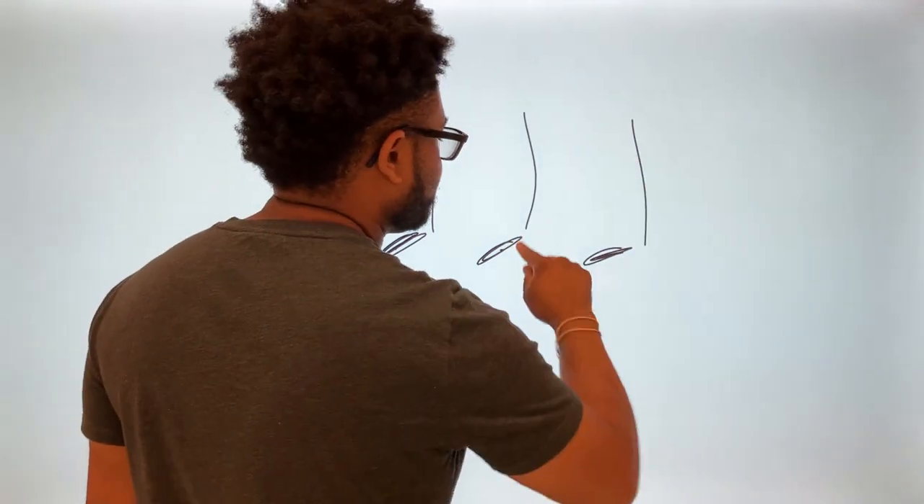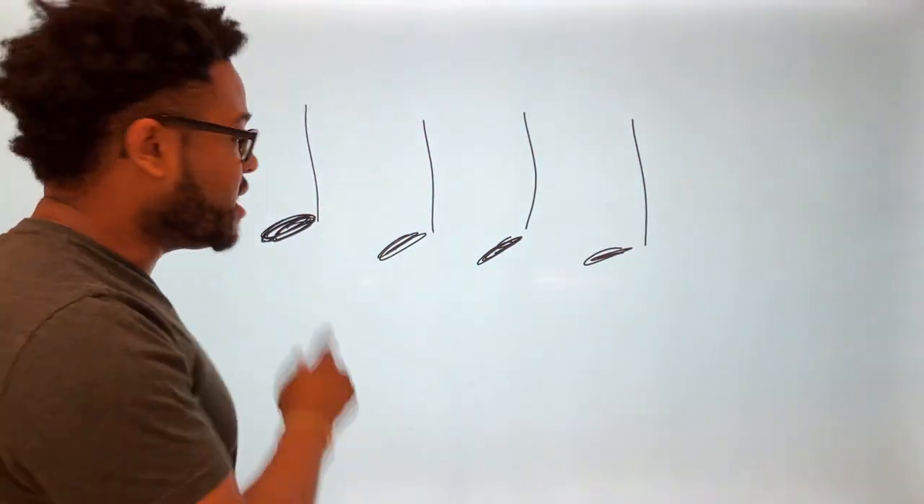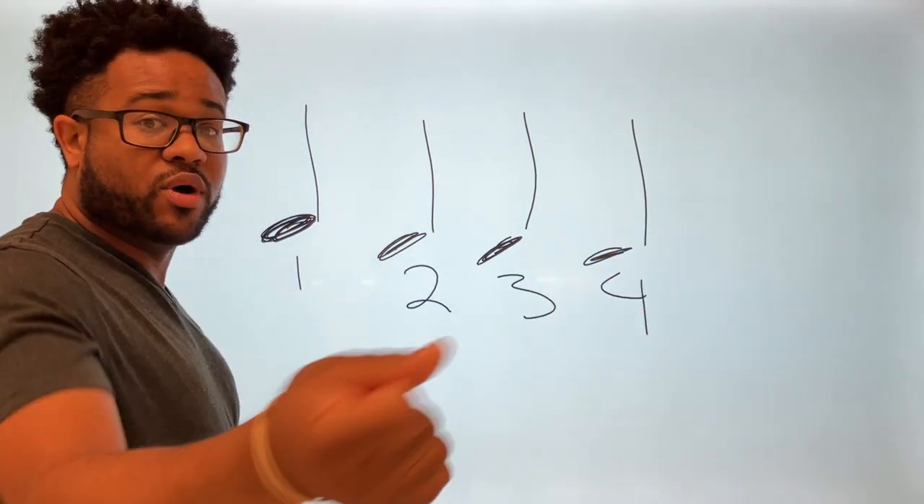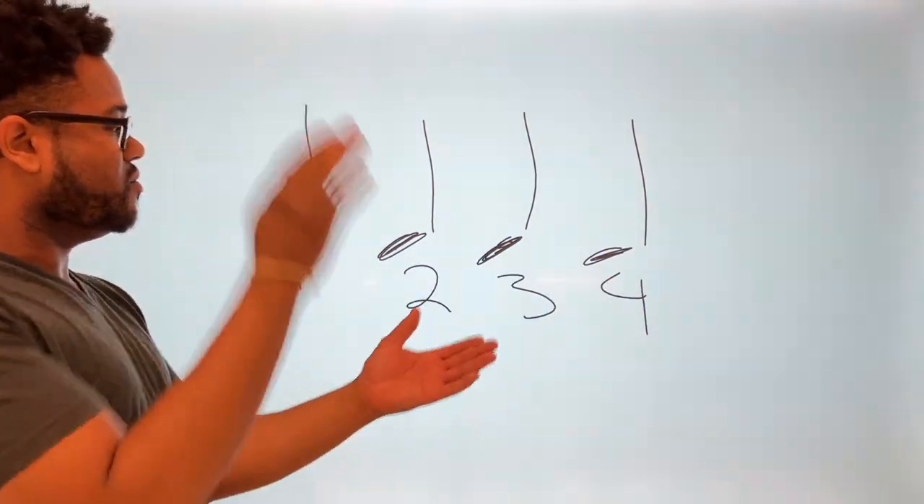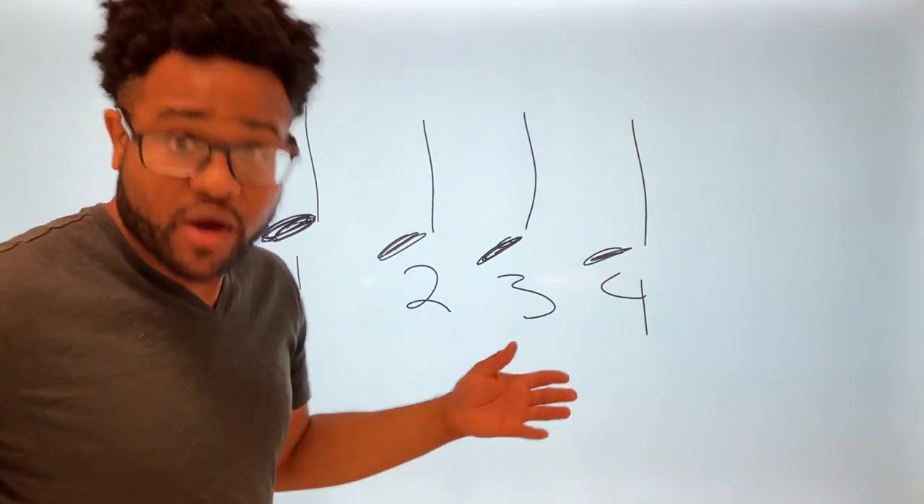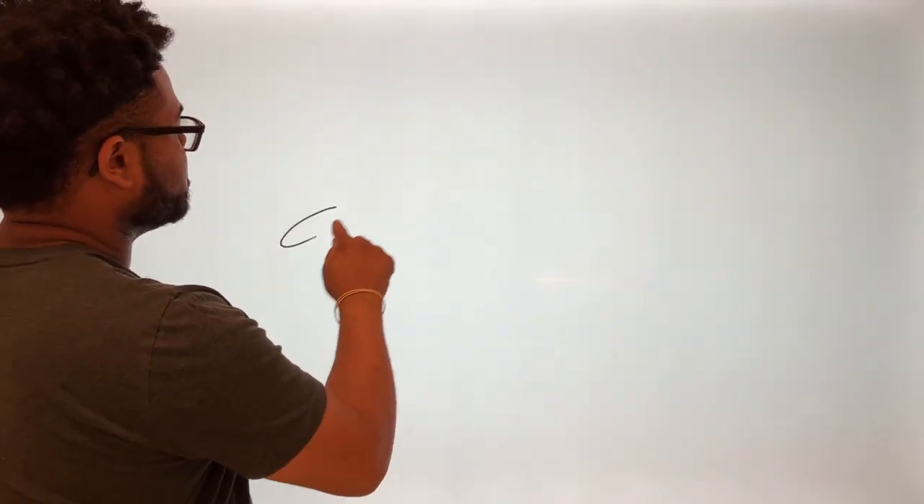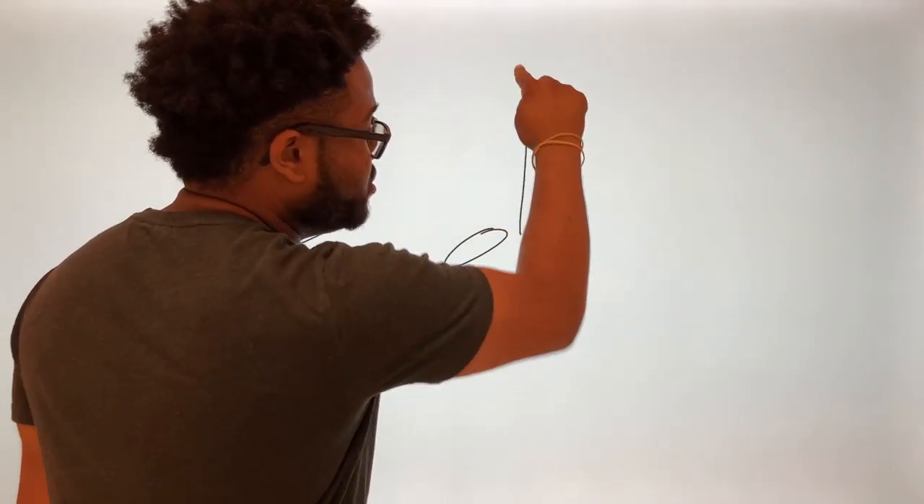We have to review. And let's write it in the counts. 1, 2, 3, 4. Let's clap it. 1, 2, ready, go. 1, 2, 3, 4. Okay, you got it. Let's erase all of those. And now let's put some half notes on the board, right? We know about half notes.